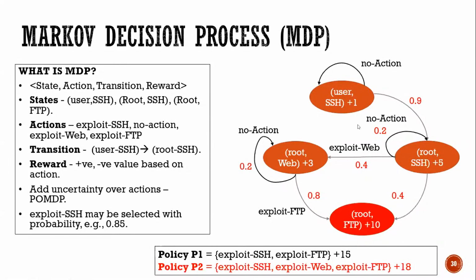So there are two policies: he can either exploit SSH, then exploit FTP, or he can exploit SSH, then go to the web server and then exploit FTP. Obviously the reward in the second policy is higher compared to the first policy. But this is for a simplified network. We can hand encode these values and solve this Markov decision process. But as a penetration tester, if we are dealing with a very gigantic network, we would want to encode this information using some of the MDP solvers.